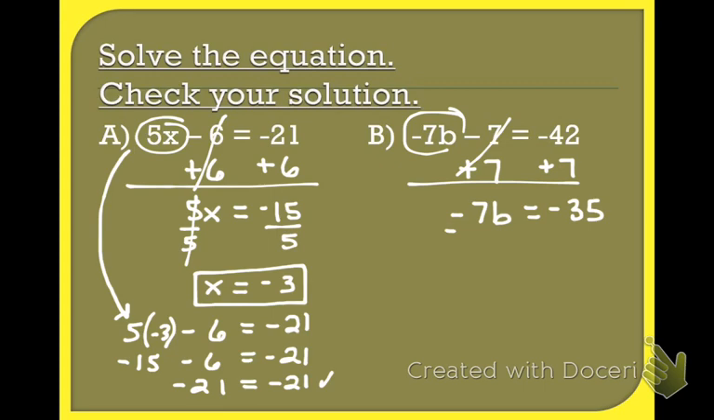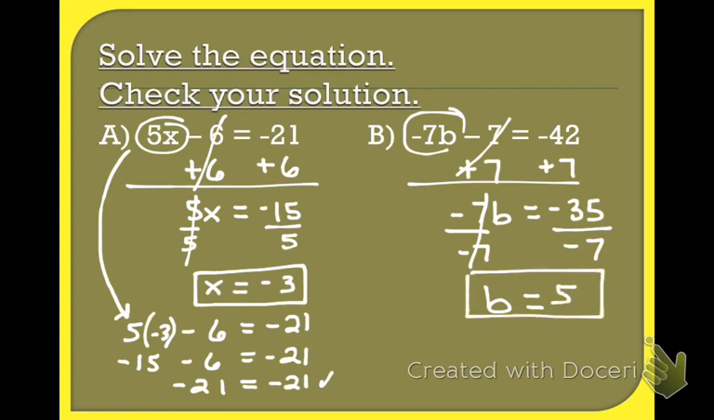So I am going to use my fraction bar, divide by negative 7. If I do it to one side, I have to do it to the other. The negative 7 over the negative 7 cancels out. I'm left only with B. And negative 35 divided by negative 7 is what? 5. Box your answer in because you discovered what B equals.